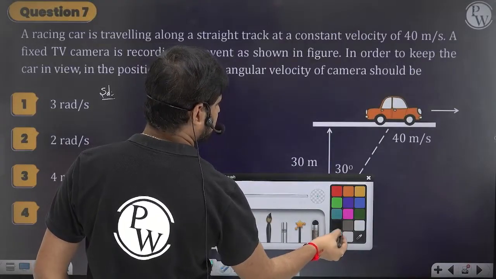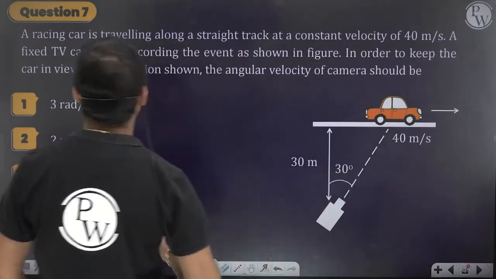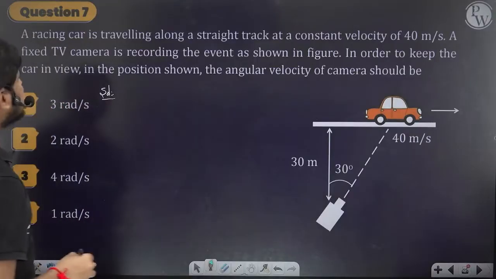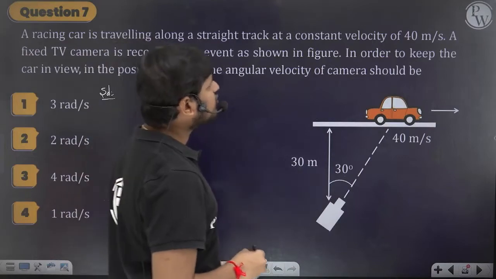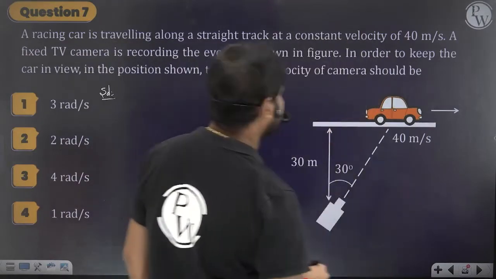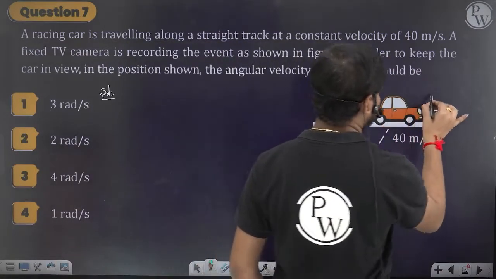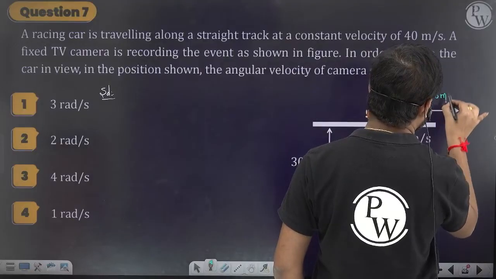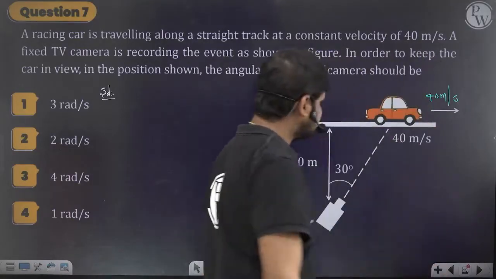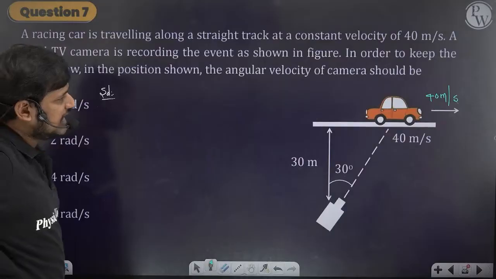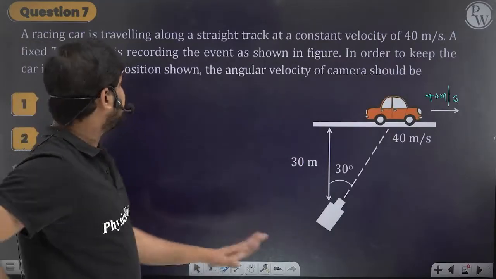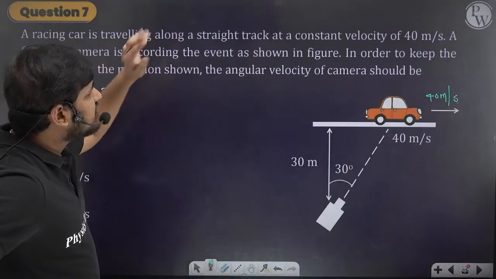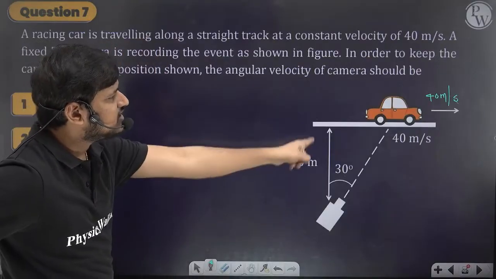So let's take one question here. So what does the question say? A racing car is traveling along a straight track at a constant velocity 40 meter per second. So this car is traveling at 40 meter per second. Yes, the car is very nice, orange color car. A fixed TV camera, so here is a fixed TV camera, is recording the event as shown in the figure.